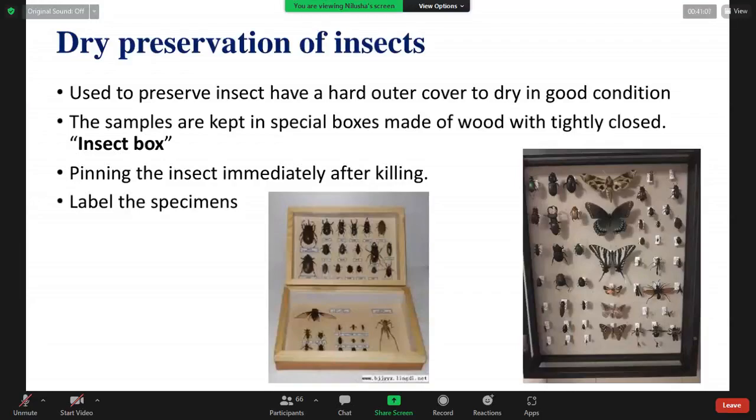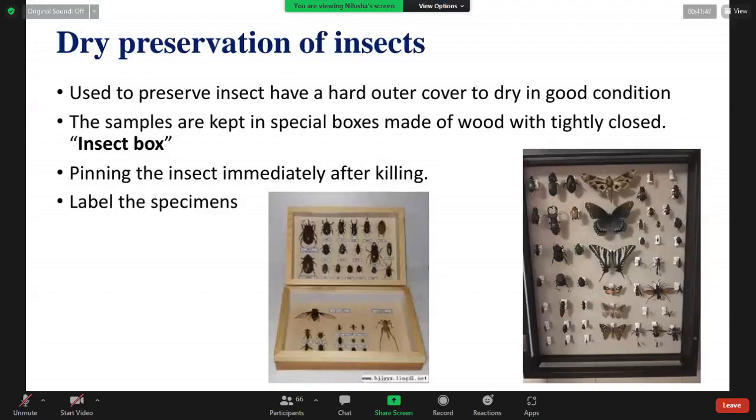Because in some insects the body is very soft, and in some insects the larval stages are very soft, like caterpillars. You can't go for dry preservation because when we are drying that sample, it may wilt, so that their appearance may be changed. So you use a special kind of insect that has an outer cover to dry in good condition.